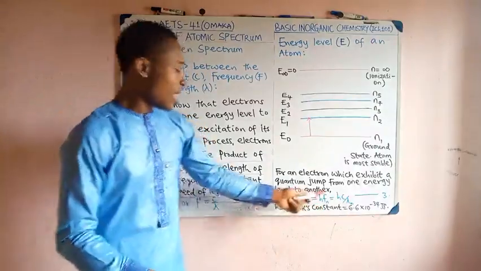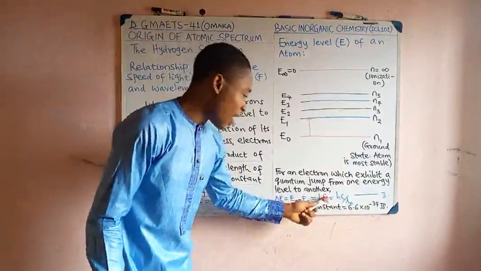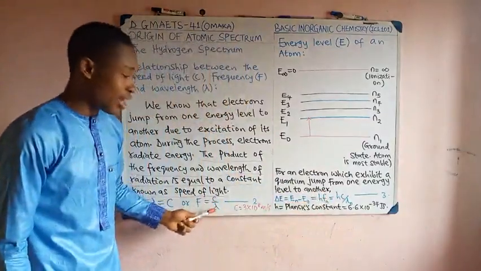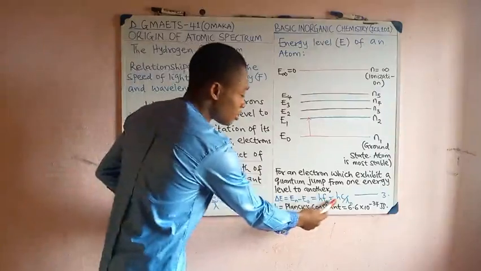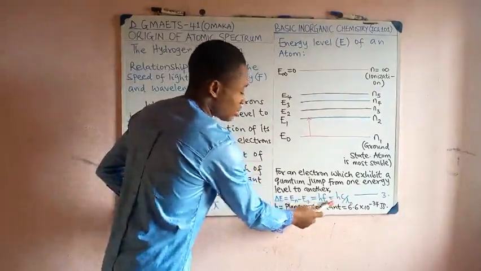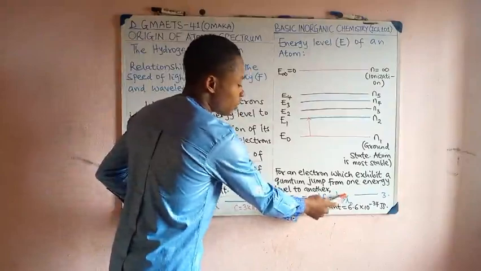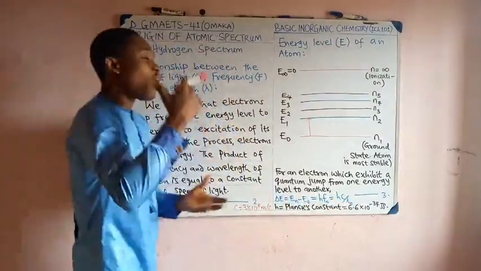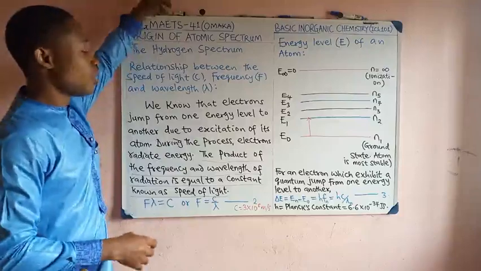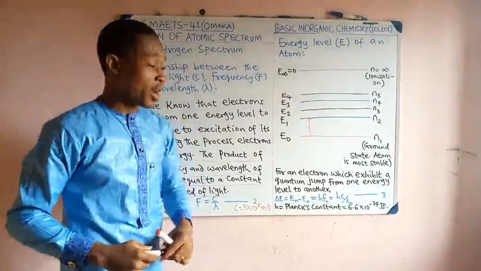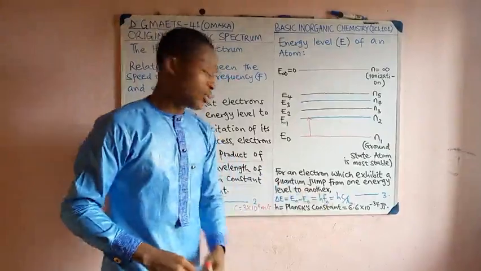Is that okay? We already established that f is equal to the speed of light divided by lambda, so this formula can still be written as h, the Planck's constant. Then in place of the frequency, you put the speed of light divided by what? Lambda of that higher energy level. So this equation 3 is very important.